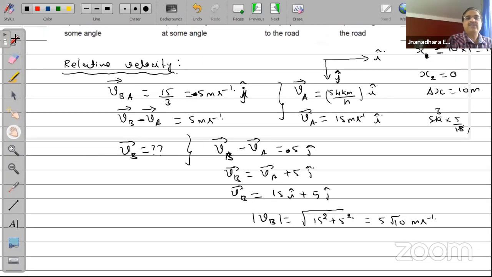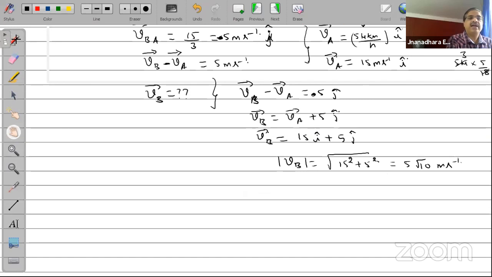Look at it. This is how VBA is. This is how VA is. But remember, VB will be somewhere around like this. I have to find out what is the angle that it makes with respect to I. So that can be written as tan theta equal to VBA by VA, which will be 5 by 15 equal to 1 by 3. Nice question, isn't it? Tan theta therefore is 1 by 3.